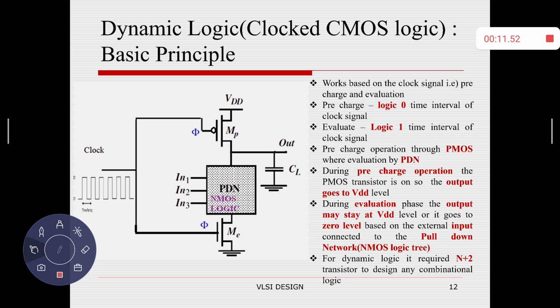Correct? In dynamic logic, MP indicates a PMOS transistor, and ME indicates a pull down transistor. Both will be triggered by the clock pulse. That is why dynamic logic is also called clocked CMOS logic. So the basic principle of dynamic CMOS logic is that it works based on pre-charge and evaluation.